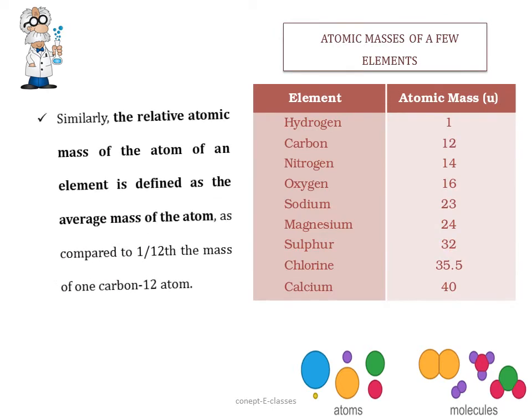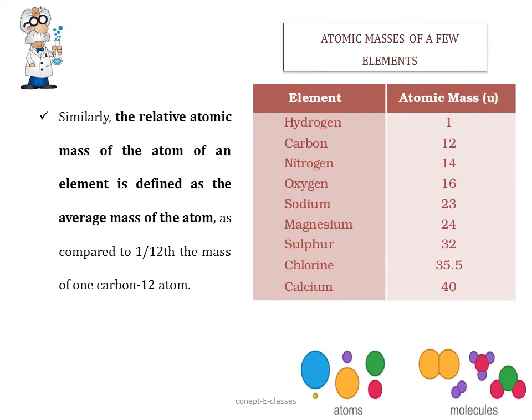So as we said earlier, the relative atomic mass of an atom of an element is defined as the average mass of an atom. Now the atomic masses of some elements are given here. For hydrogen, the atomic mass is 1, carbon 12, nitrogen 14, oxygen 16, sodium 23, magnesium 24, sulfur 32, chlorine 35.5, and calcium 40.